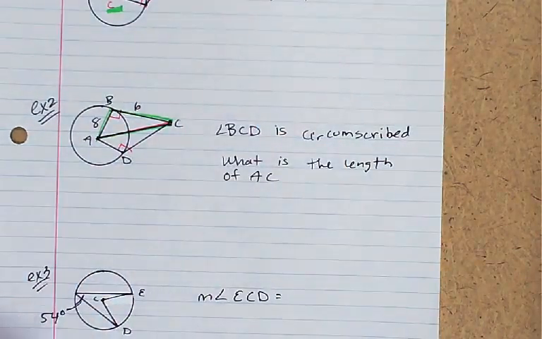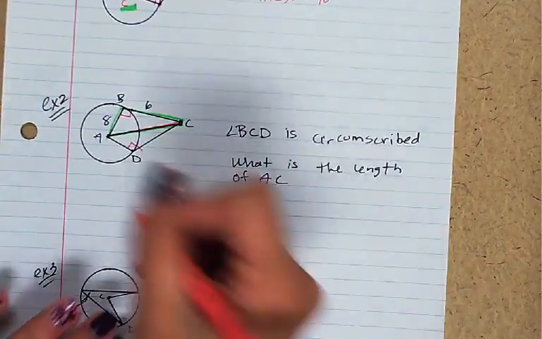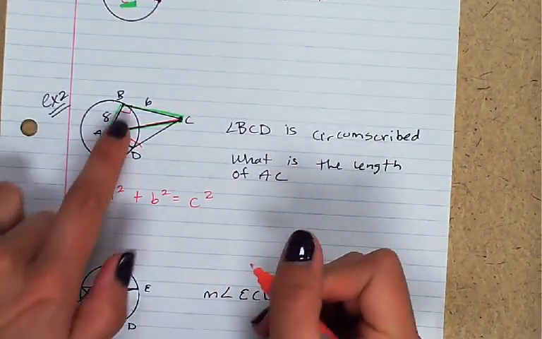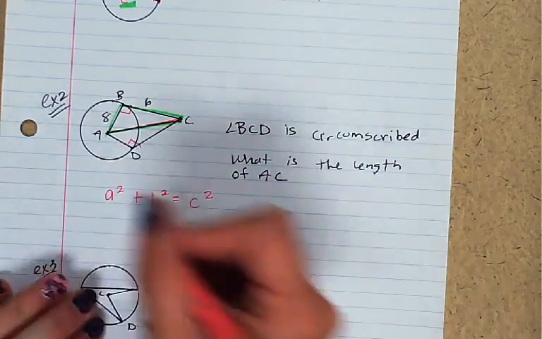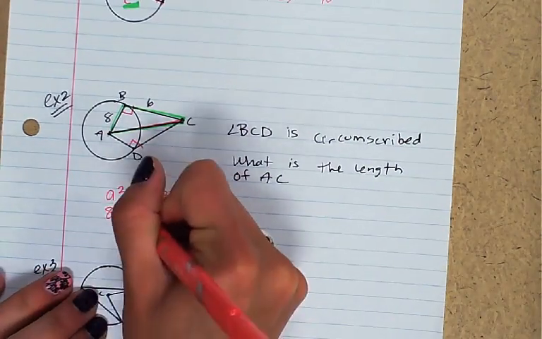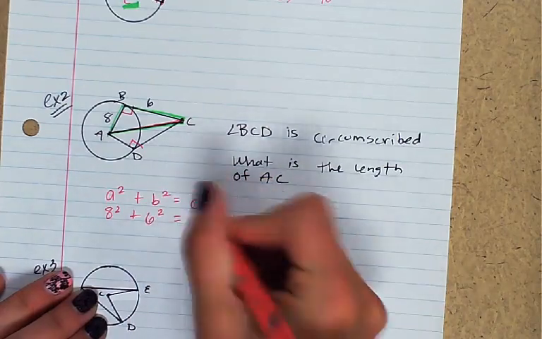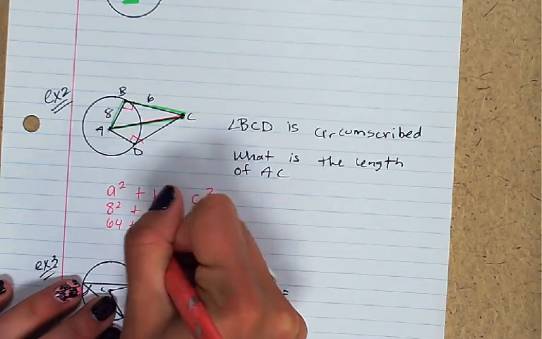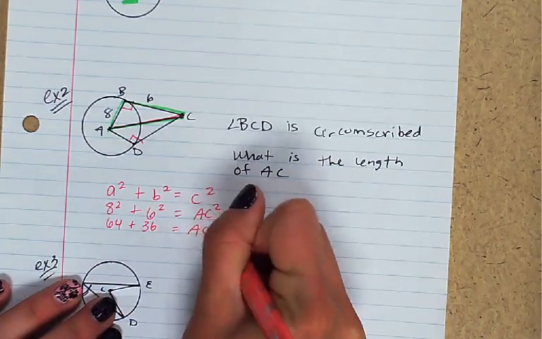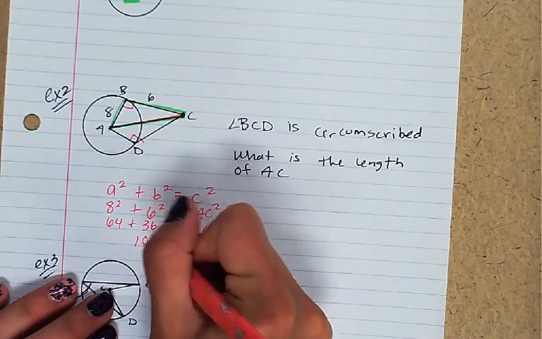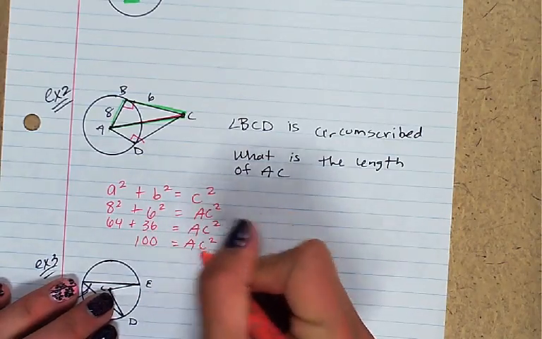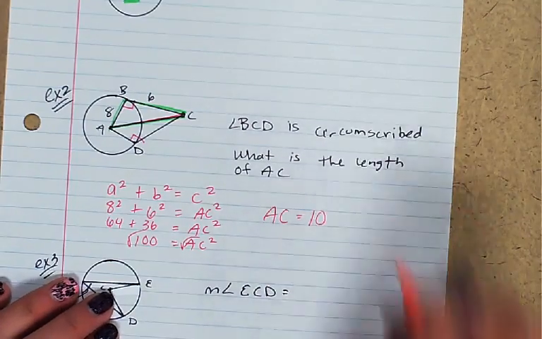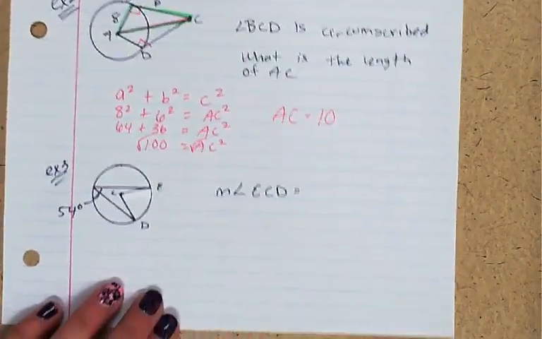And if you're solving for side lengths on a right triangle, you always can use a squared plus b squared equals the hypotenuse squared. So opposite the right angle is the hypotenuse, so that's what we're solving for. So 8 squared plus 6 squared is the length of AC squared. 64 plus 36 is 100. And then to get AC by itself, we're going to square root both sides. So the length of AC there is 10.